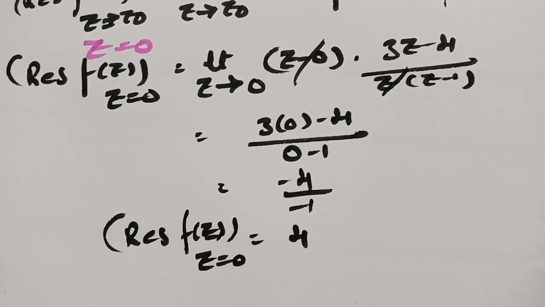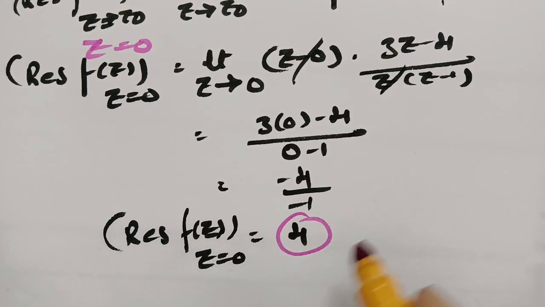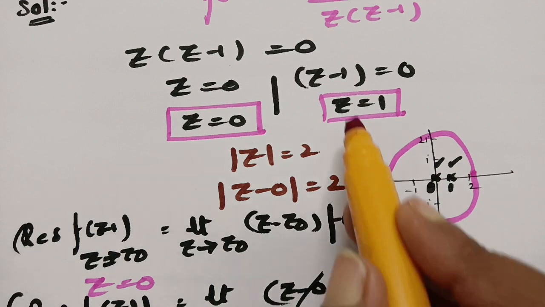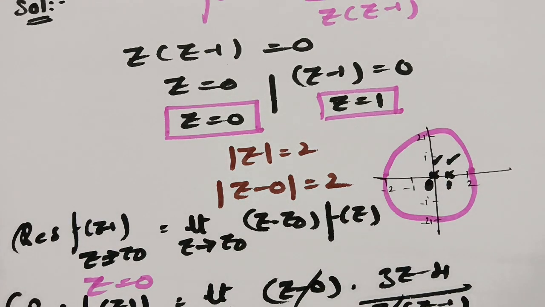So I got the residue value of the function at the pole z = 0. And the next pole here is z = 1.